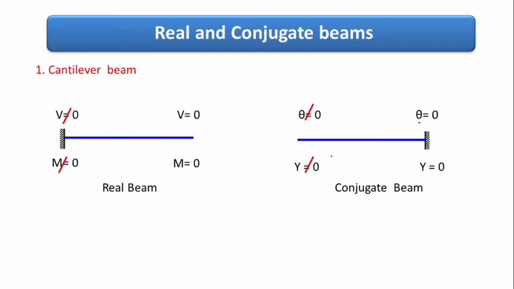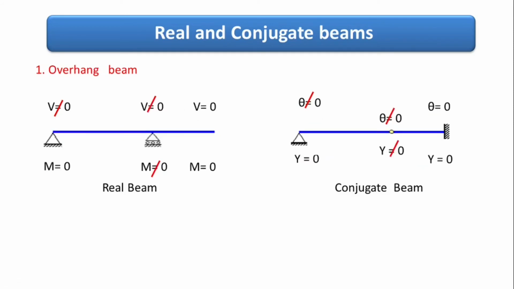Then the overhang beam. We know that at the support A, which is the hinge support, the shear force is not equal to 0 and the bending moment is not equal to 0. So that is replaced again by the simply supported one, where the deflection is 0 because of this support, and we know the shear force is not equal to 0, which means there is some slope. That is why the slope is not equal to 0 in the conjugate beam.